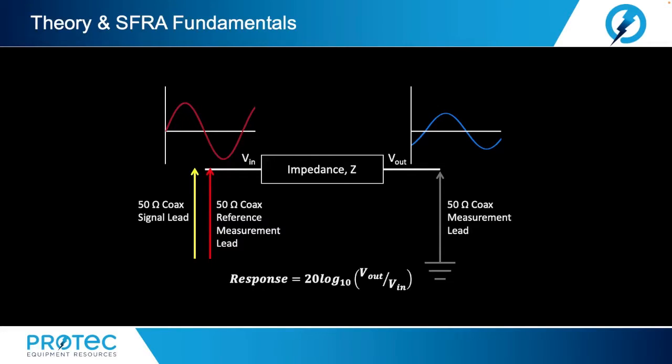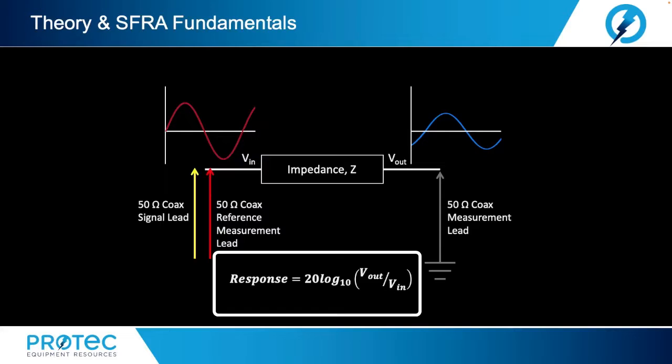Frequency response analysis plots the ratio of the transmitted voltage waveform to the applied voltage waveform in decibels. The response in decibels is calculated via the equation: the response in decibels equals 20 log 10 times the output voltage divided by the input voltage. The impedance attenuates the input voltage signal.